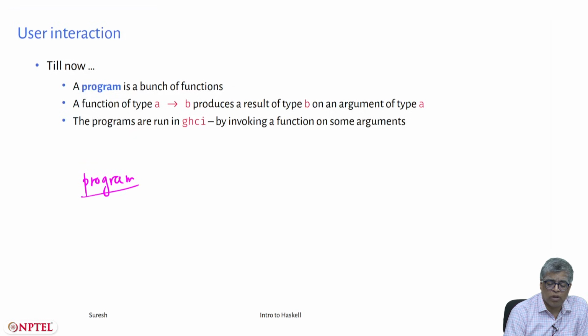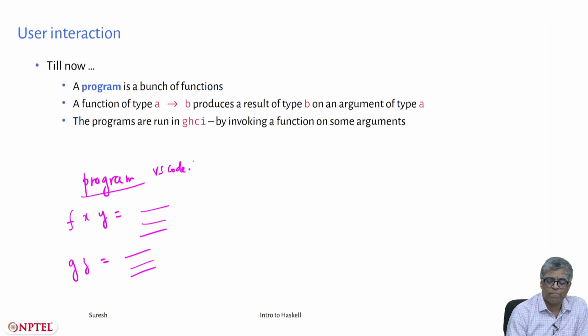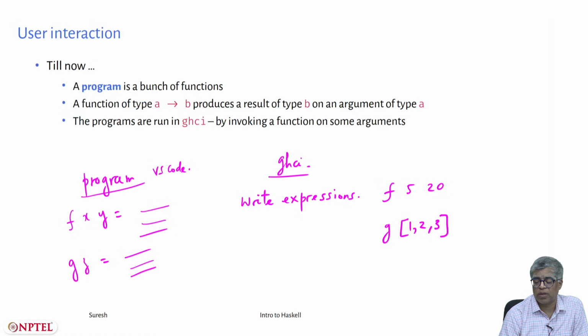A program would have function definitions. F of x, y equals something, maybe multiple lines. G of z equals something, multiple cases, multiple lines, guarded definitions, etc. So this is what you would write in your program in some editor, VS Code. In GHCI, you would write expressions. F of 520, G of list 1, 2, 3, etc.